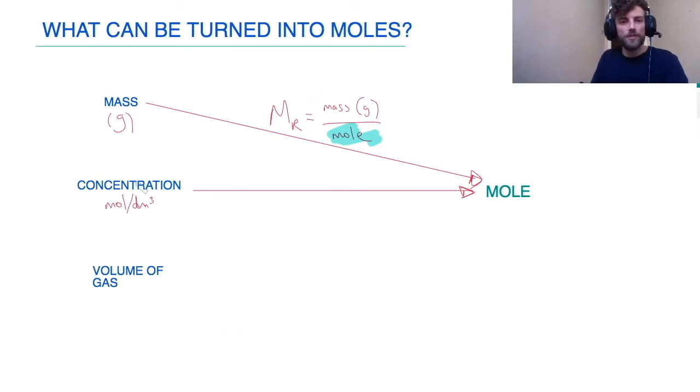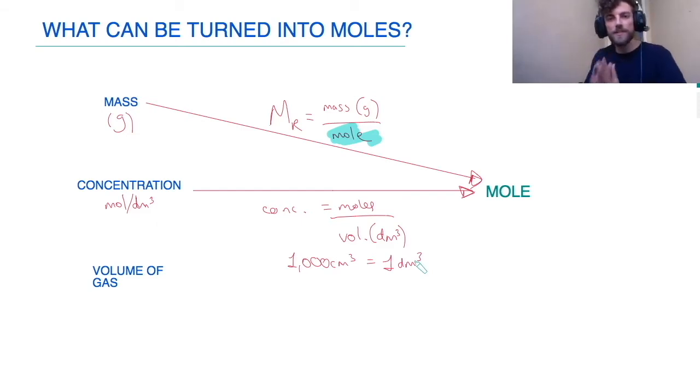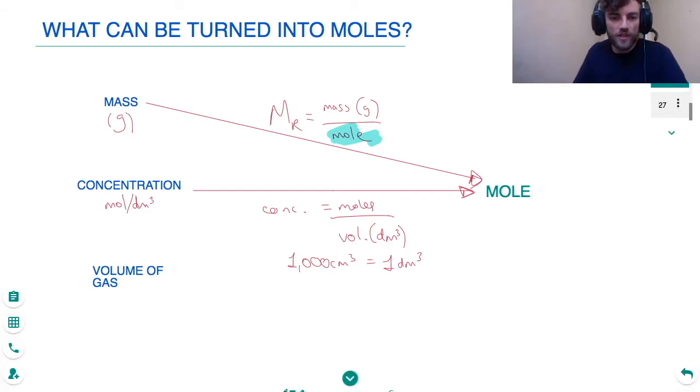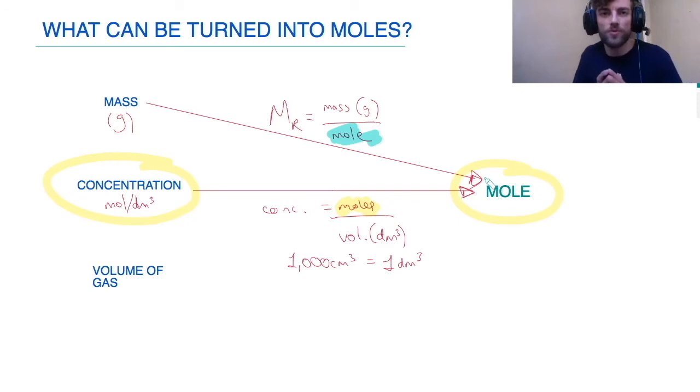Okay, so we have established that decimeters cubed is a unit of volume, and therefore concentration, which is moles per decimeter cubed, must simply be moles over volume, where that volume is typically measured in decimeters cubed. However, if it were measured in centimeters cubed, no issue. We've just discovered that 1,000 centimeters cubed is 1 decimeter cubed. So if need be, we can convert between centimeters cubed and decimeter cubed. And as such, I can use this equation once again, making moles my subject to go from concentration to moles.